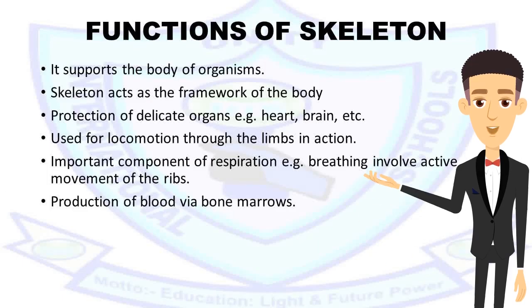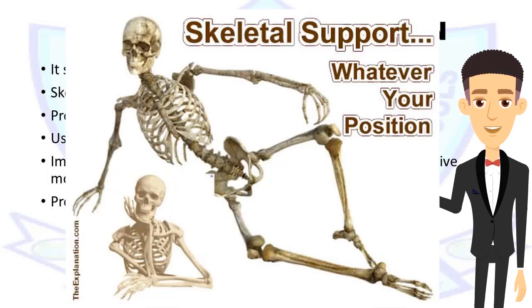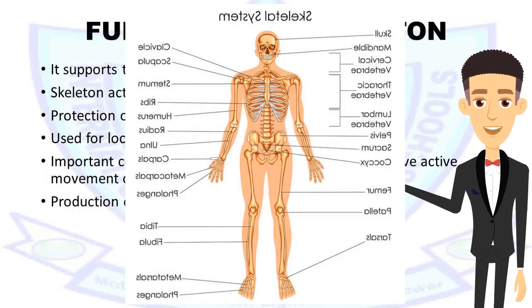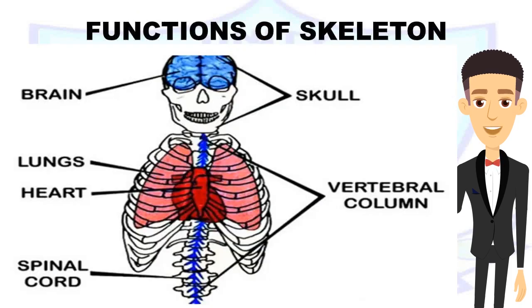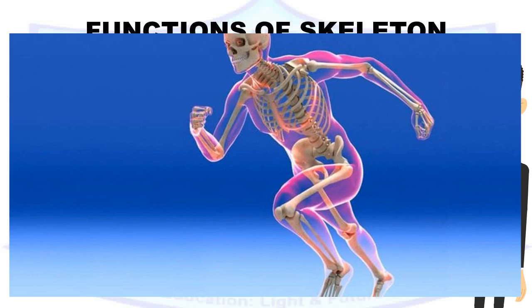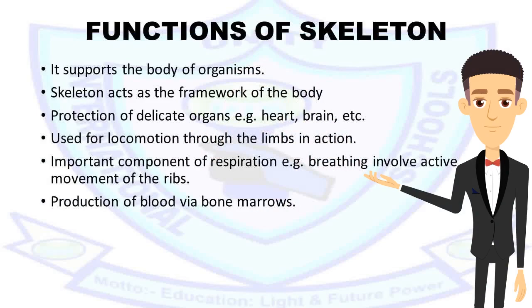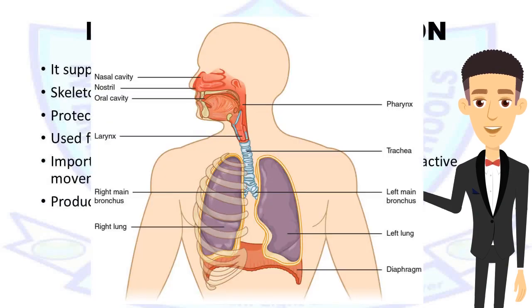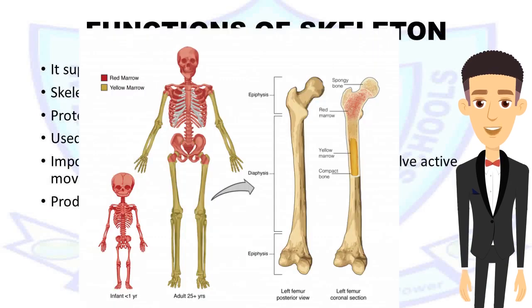Functions of skeleton. 1. It supports the body of organisms. 2. Skeleton acts as the framework of the body. 3. Protection of delicate organs, for example heart, brain, etc. 4. Used for locomotion through the limbs in action. 5. Important component of respiration, for example breathing involves active movement of the ribs. 6. Production of blood via bone marrow.